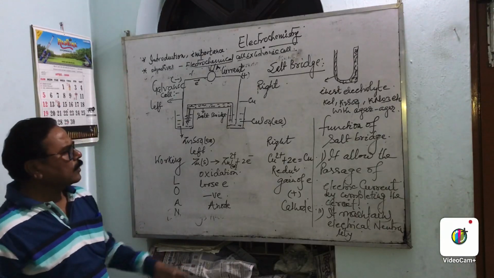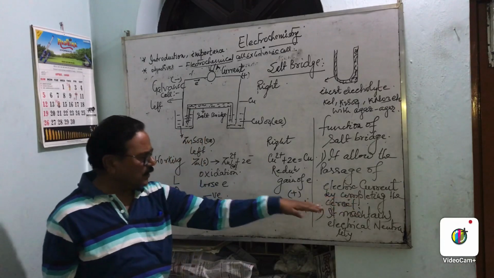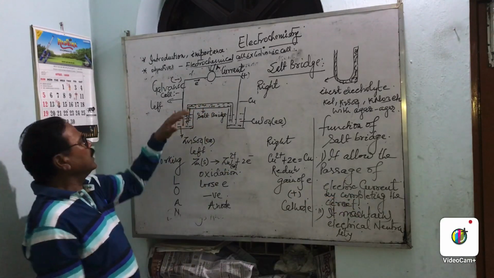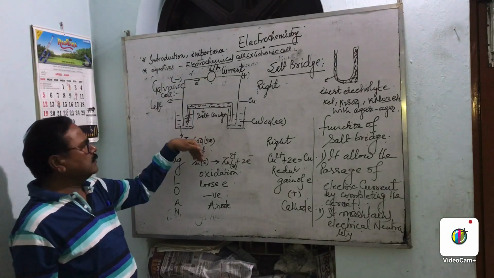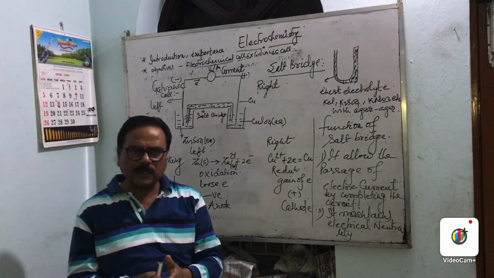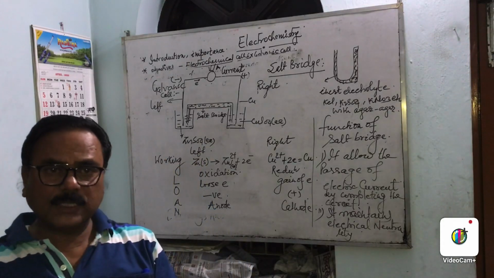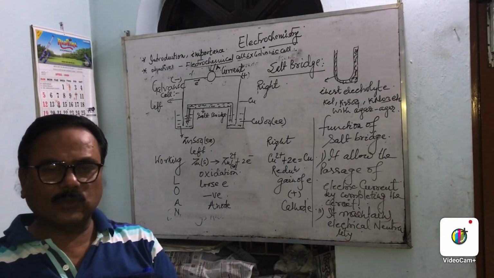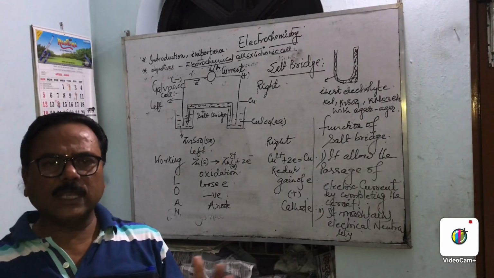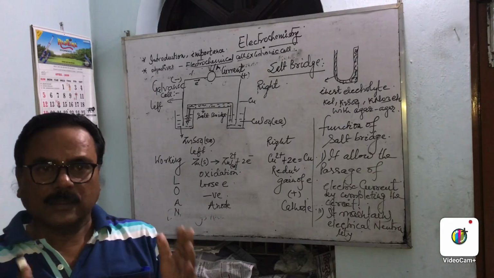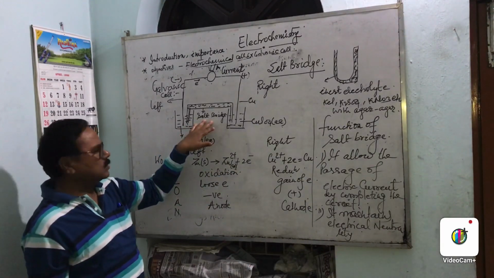Now, how does it allow the passage of electric current? We simply explain it: when it is removed, no deflection. When it is inserted, then we see the deflection in the voltmeter. It means that the salt bridge helps to connect the two electrolytes that are kept in separate beakers. This is called the indirect redox reaction, and it is possible with the help of the salt bridge.